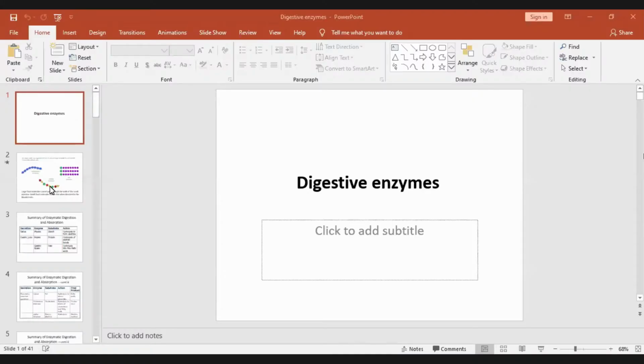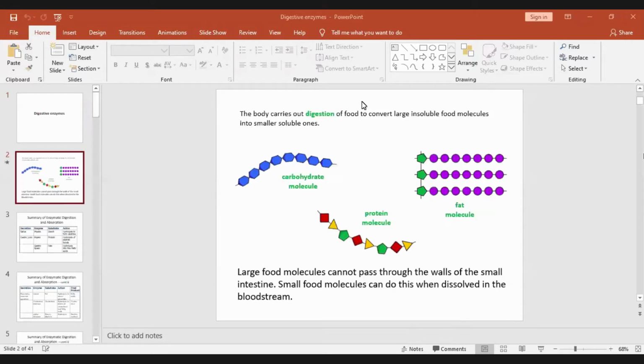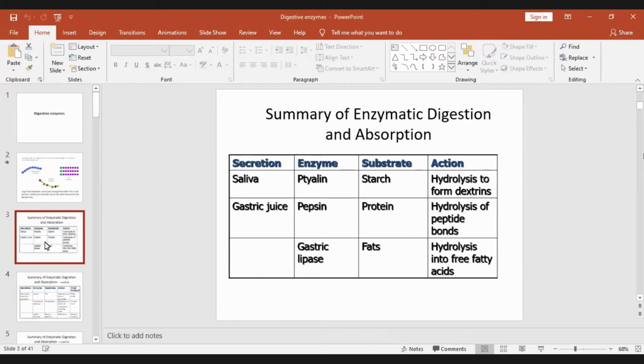Last class we discussed the digestive enzymes. I think you have gone through that briefly. In that we talked about the different types of digestive enzymes and their role.